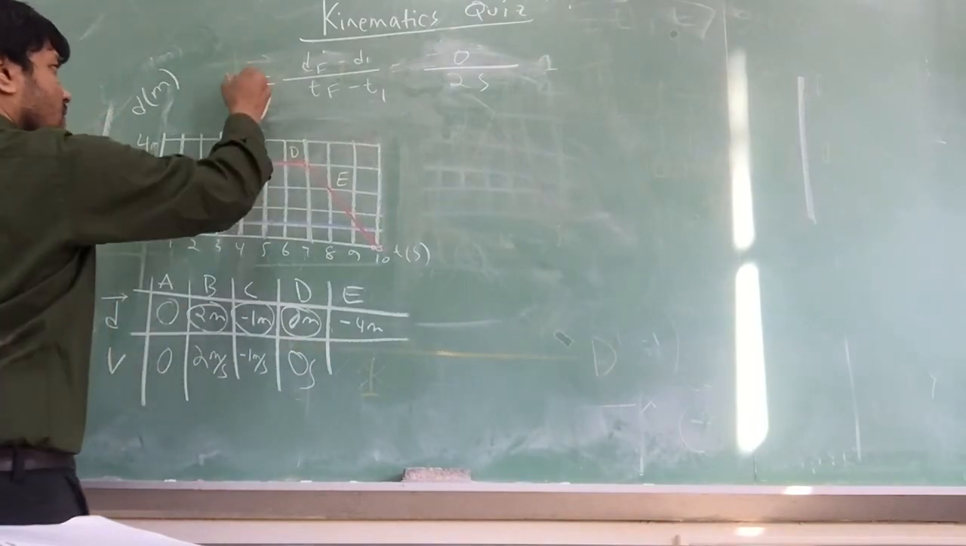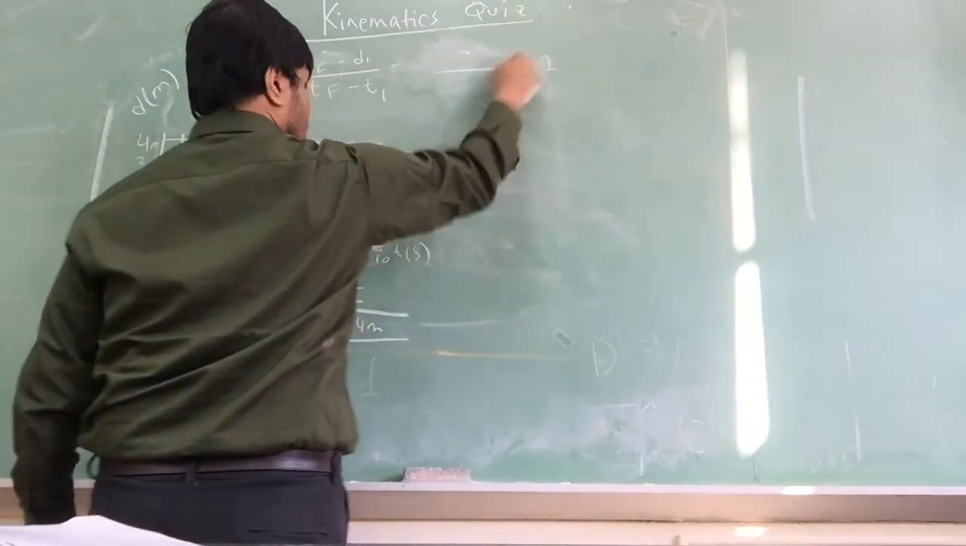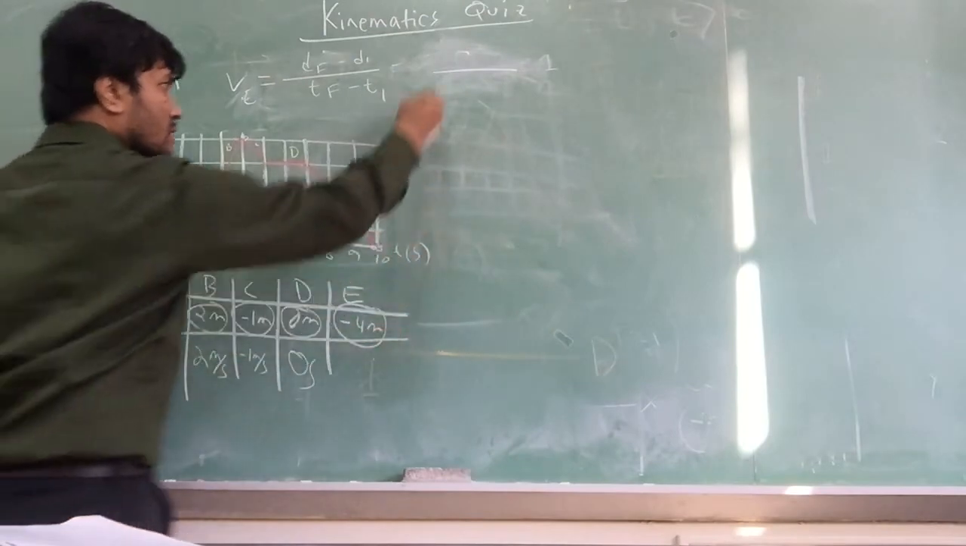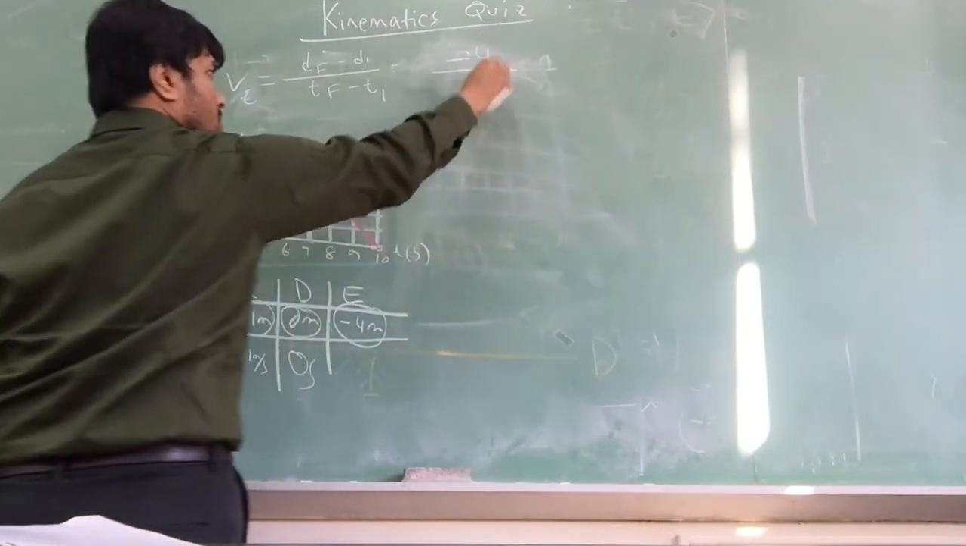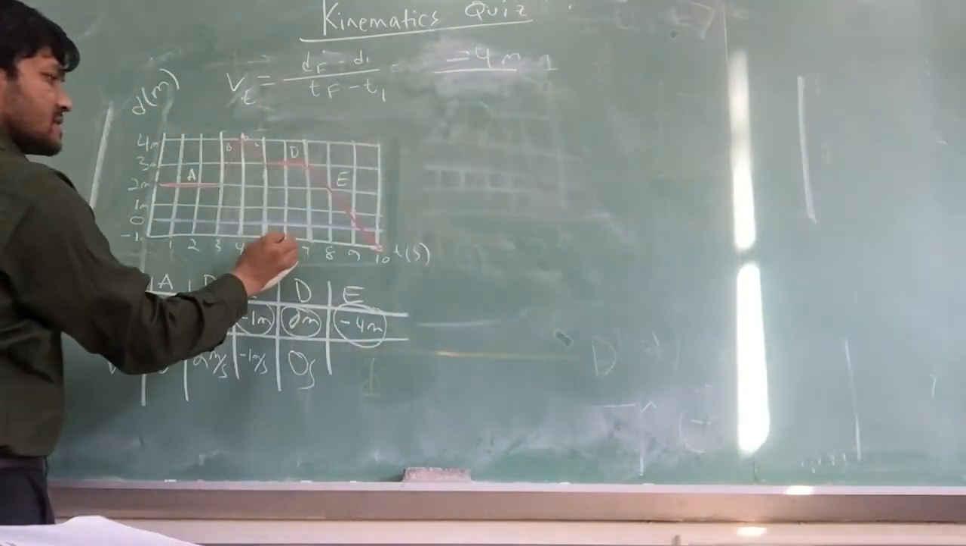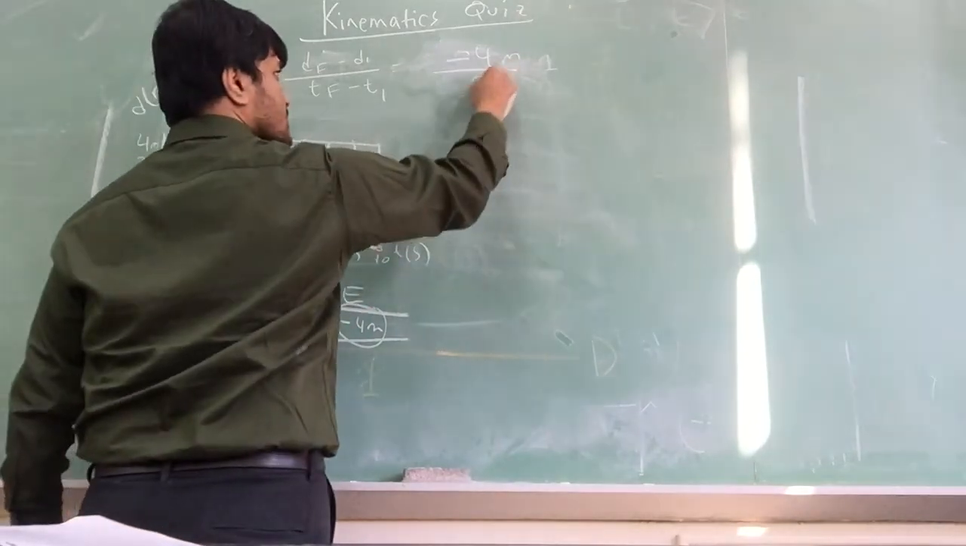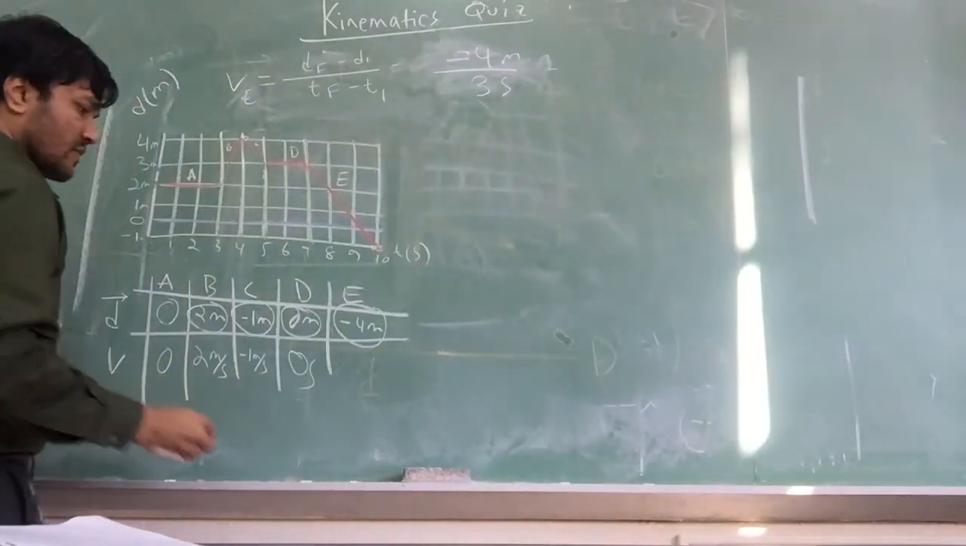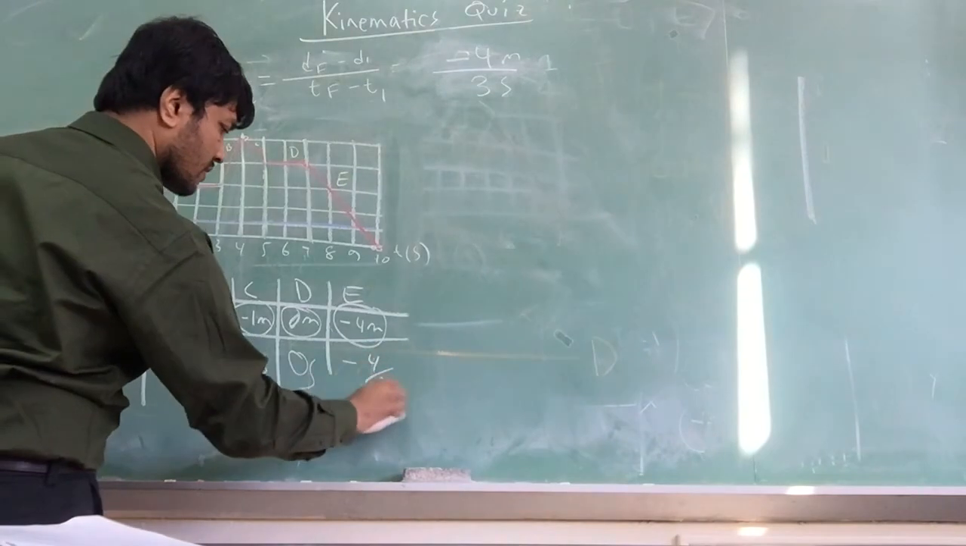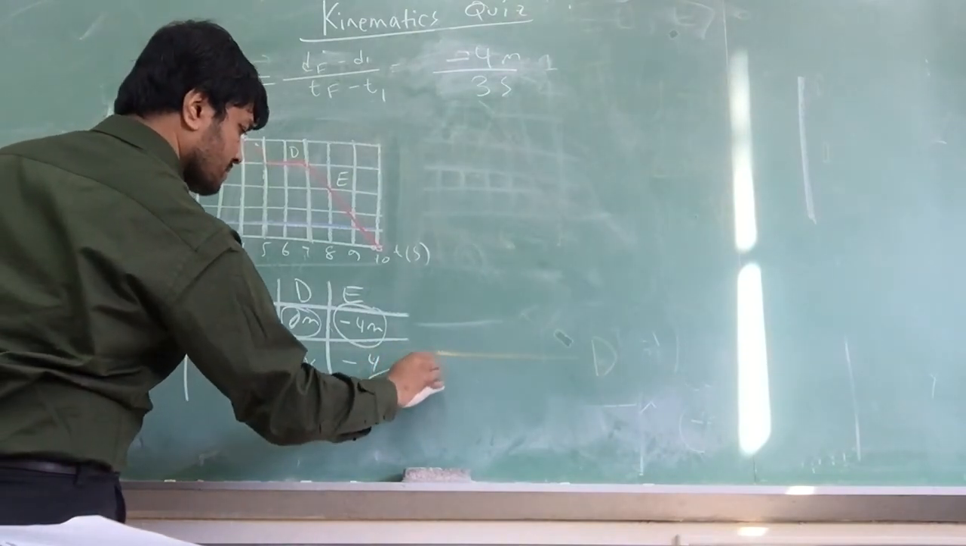Now we're going to do the final one, E. We already have -4 meters, and 10 minus 7 is 3 seconds. So -4 over 3 meters per second.